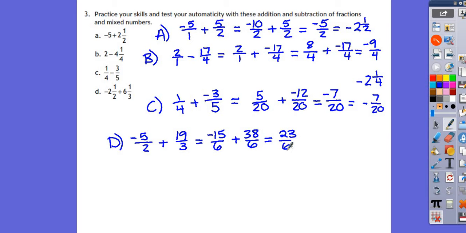Now I just simplify this. 6 goes into 23 three whole times. 3 times 6 is 18. So I have 5 left over. That would be my final answer for D. Alright, circle number 4. We'll come back to that one in a second. Let's go to number 5.